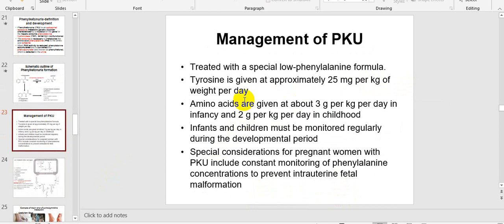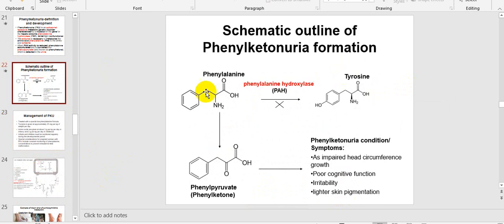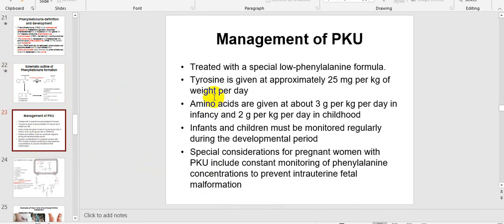So phenylketonuria can be treated with a special low phenylalanine formula, meaning that when phenylalanine accumulates, it will lead to phenylketone or phenylpyruvate production. So the person has to eat a low phenylalanine diet. Tyrosine is also given at approximately 25 mg per kilogram of weight per day. It's good to give the person tyrosine so that he can produce melanin, or the skin pigment, because of that enzyme deficiency, the person is not able to produce tyrosine from phenylalanine, because phenylalanine hydroxylase has been inhibited or is not available.